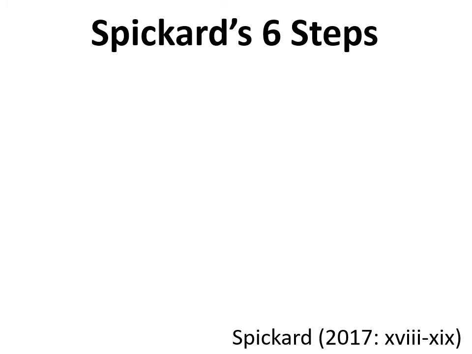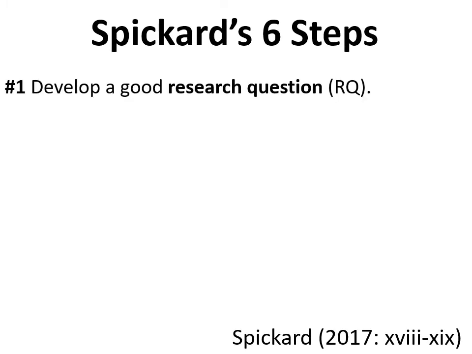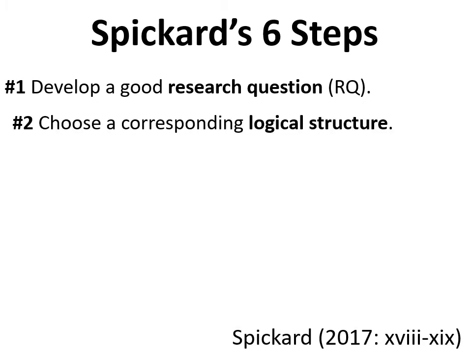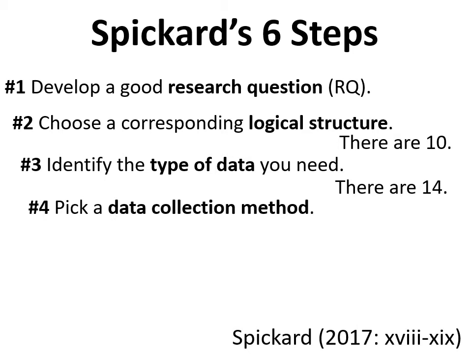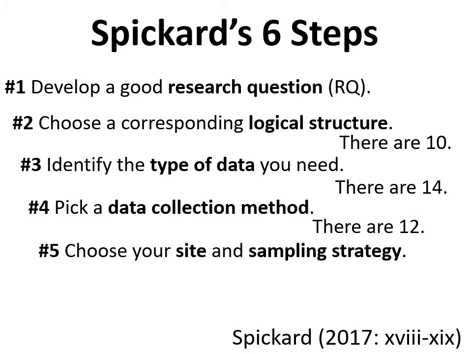Spickard introduces 6 steps. Develop a good research question, choose a corresponding logical structure. There are 10 of those. Identify the type of data that you need. There are 14 types of those, and surveys can provide some of these. Pick a data collection method. So a survey questionnaire is one kind of data collection method. There are 12, according to Spickard, types of data collection methods.